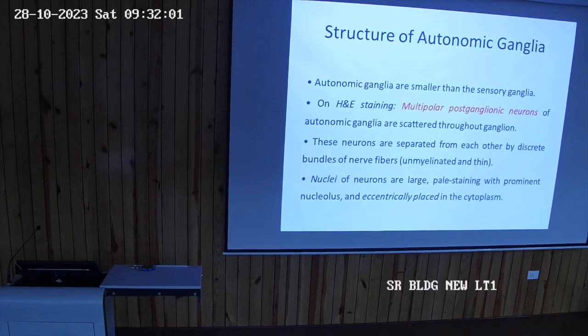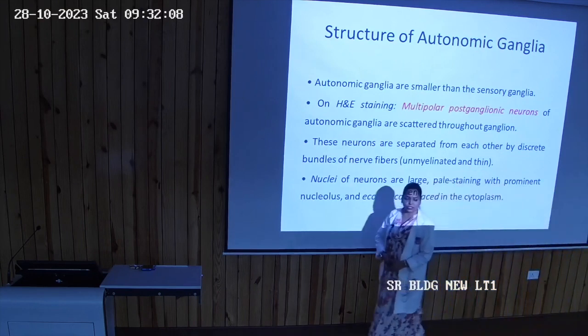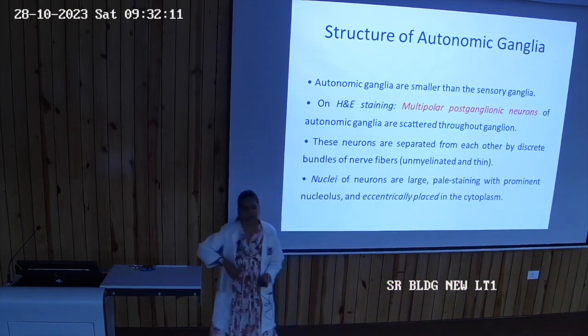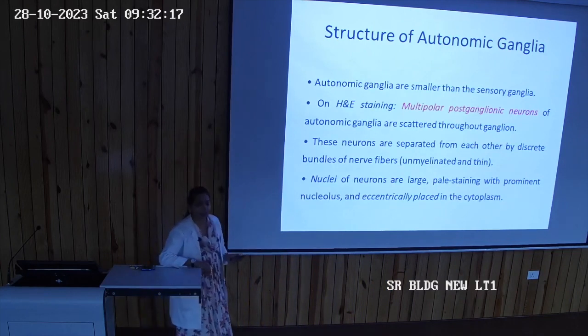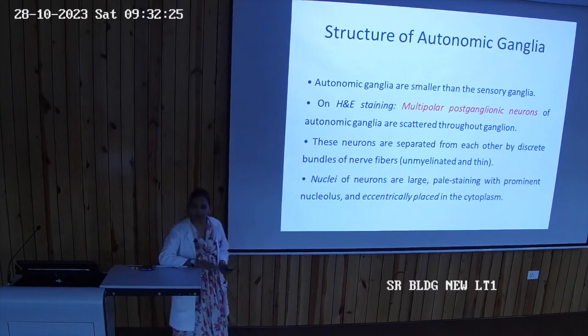On HNE staining, these will appear as angular or flattened cells, not rounded, as we have seen in the dorsal root ganglion. These basically have angular bodies. One more differentiating feature is that their nucleus is not centrally placed. They have an eccentric nucleus, and these are scattered and not present in a uniform pattern in groups as in the dorsal root ganglion. All these cells are disrupted by the presence of axons in between them. There is no uniform pattern as visible in the dorsal root ganglion.